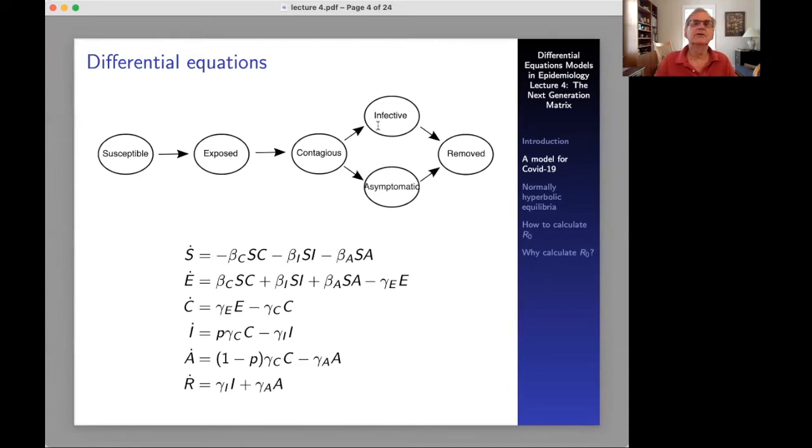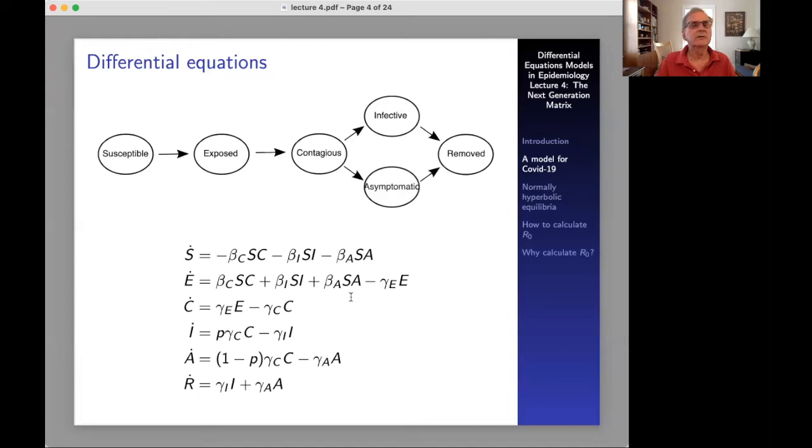If you're in this category of symptomatic COVID, the infective category, you may be staying home sick, and so you may not be coming into contact with people very often. So there are different betas for each category. The exposed compartment, the size of that compartment grows at the same rate that the susceptible compartment shrinks.